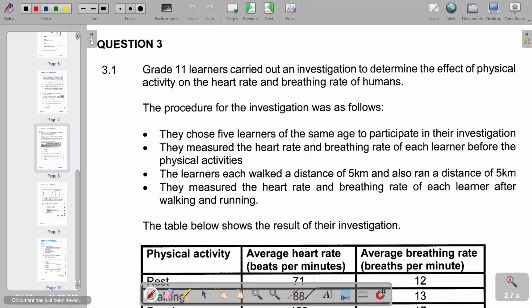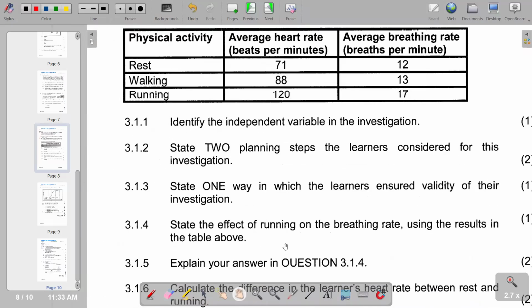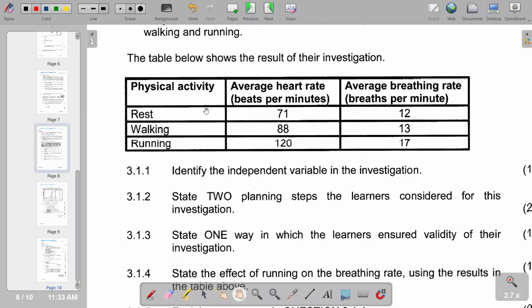Question 3, and 3.1: grade level learners carried out an investigation to determine the effect of physical activity on the heart rate and breathing rate of humans. The procedure of the investigation was as follows. So this is the procedure that we are given. The table below shows the result of the investigation. So this is the result of the investigation, whereby we have a column for physical activity, average heart rate, and average breathing rate.